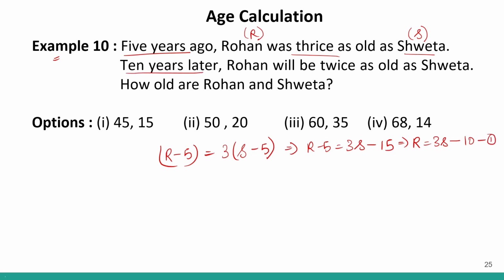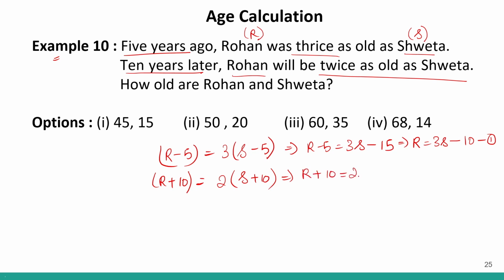Now, 10 years later, Rohan will be twice as old as Shweta. So 10 years means R plus 10 and twice as old. So 2 times the age of Shweta. So Shweta plus 10. Correct? So if I solve this, it will be R plus 10 equals to 2s plus 20. This is how you will open the bracket. 2 into s and 2 into 10. So if I take 10 this side, it will come negative. So 20 minus 10. So it will be 2s plus 10. This is equation number 2.